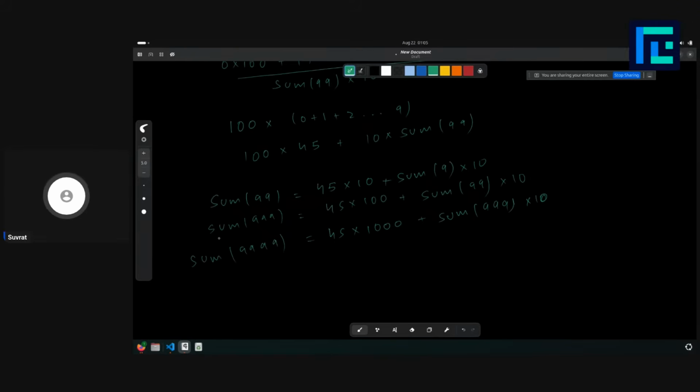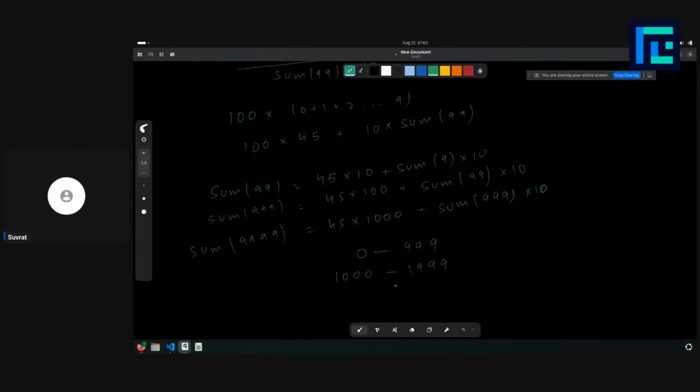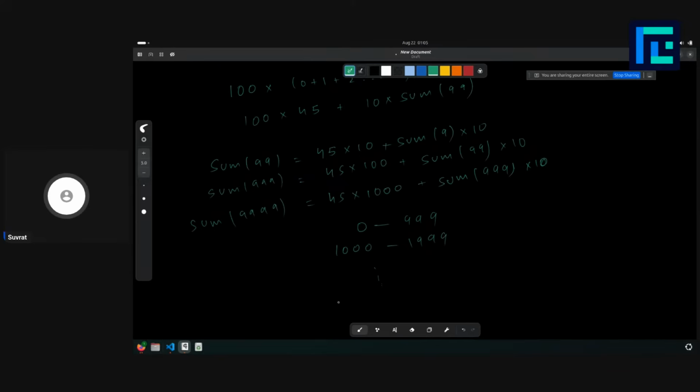Basically, you can see that you can again follow that same process. We'll go from 0 to 999, then from 1000 to 1999, until 9000 till 9999.